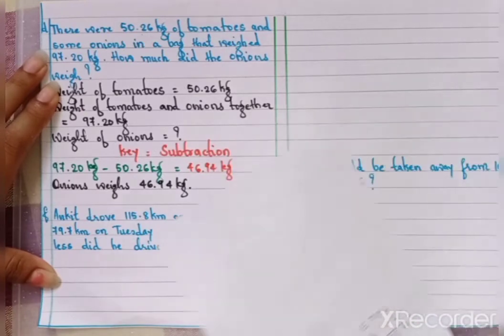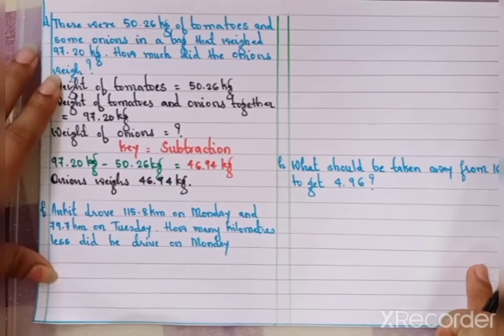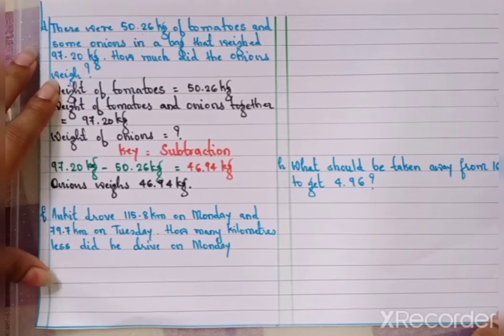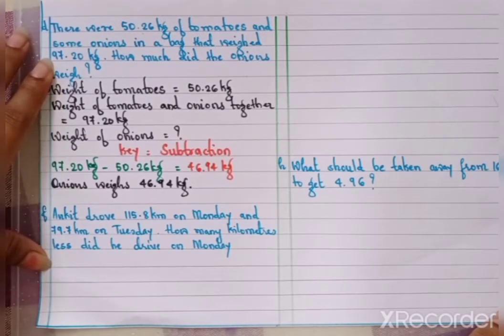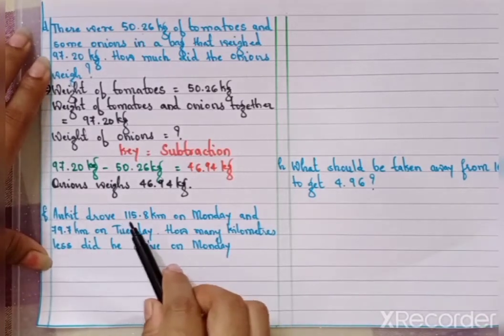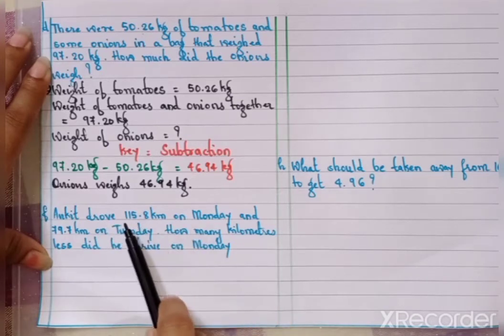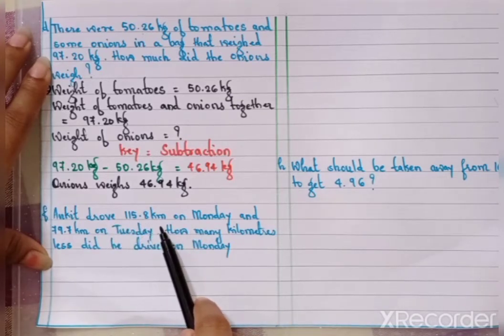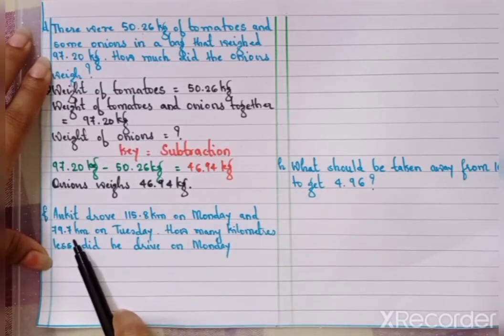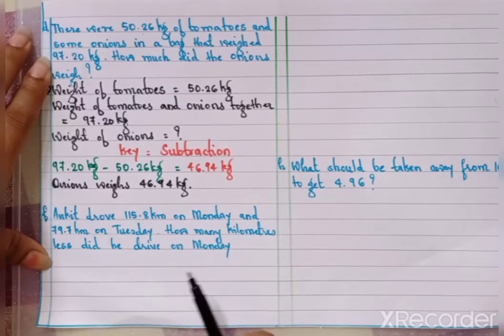Hope you have understood this. Now, we'll go ahead with the next problem. Ankit drove 115.8 km on Monday and 79.7 km on Tuesday. How many kilometers less did he drive on Monday? So if we compare the distance that he drove on Monday, 115.8 km, and on Tuesday, 79.7 km, how many kilometers less did he drive? That we have to find. So to find that, we have to subtract them.